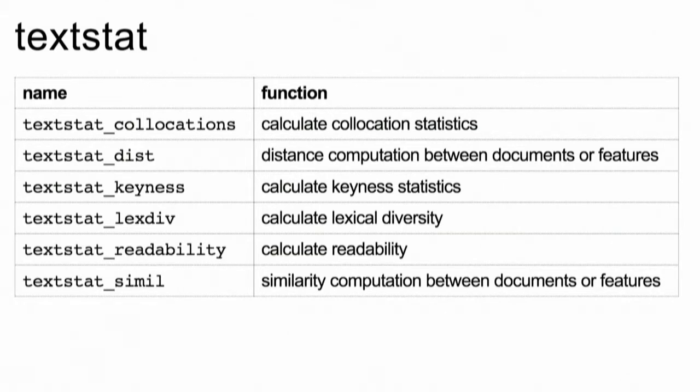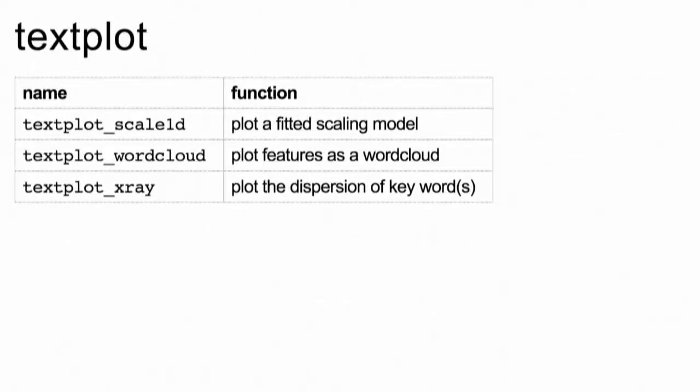There are measures for calculating keyness, which terms are mostly associated with a particular class or another class. There's lexical diversity, there's statistics for readability, and then there's the counterpart of distance, which is similarity. So if you want to calculate cosine similarity across your documents, it's very easy to do and very fast. We also have some plots.